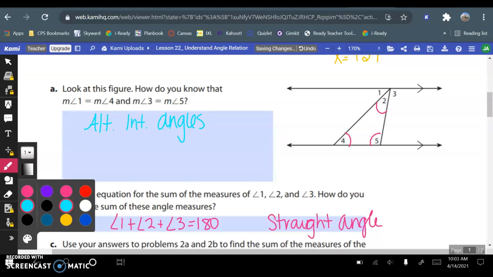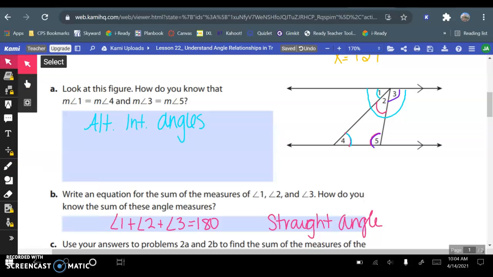Well, I know that all three of those are inside of a triangle, so I know it's going to be 180. But because all three of these equal 180, angle 1 and angle 4 have the same measure, and angle 3 and angle 5 have the same measure. We talked about that earlier. So that's another way of how I know these three angles equal 180 in the triangle, because they're the same angles that make that straight angle at the top.